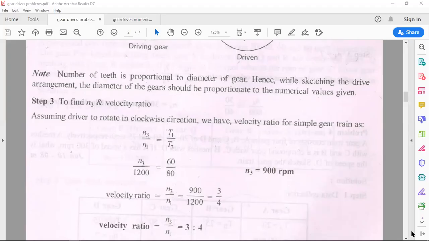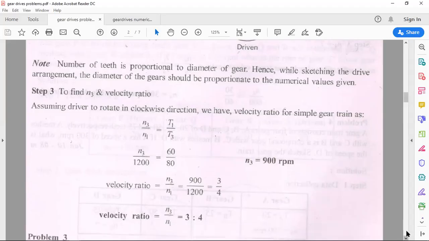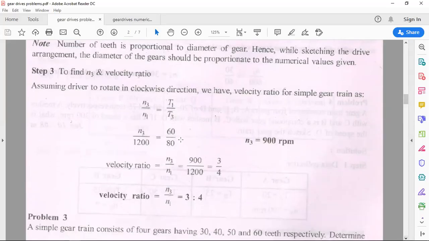So by using that equation, I got N3 is 900 RPM. Once we have the 900 RPM, we can use the equation of velocity ratio, which is equal to N3 by N1, 3 by 4. So the velocity ratio is 3 is to 4, or 0.75.